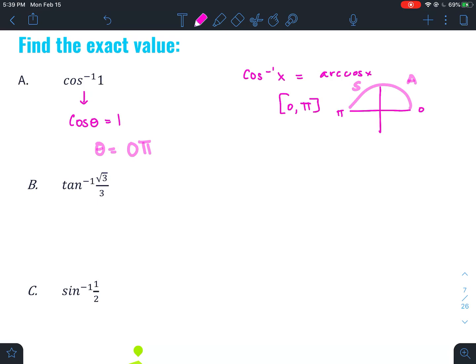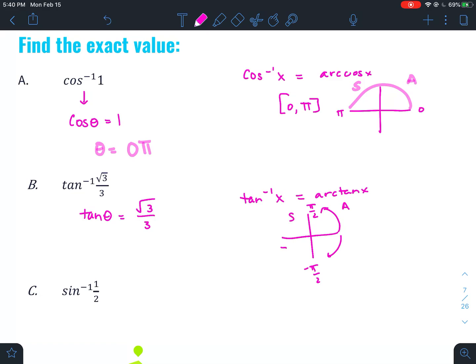The next one says, what is the inverse tangent of square root 3 over 3? So we are asking what angle for tangent would make square root 3 over 3. And then if you remember, inverse tangent or arc tangent, when we restricted that, we restricted it to be between pi over 2, so you would rotate up to pi over 2, or rotate down to negative pi over 2. So inverse tangent only exists in the first and fourth quadrant. So if you want it to be positive, you're in the first quadrant. If you want it to be negative, then you would rotate down to the fourth quadrant.